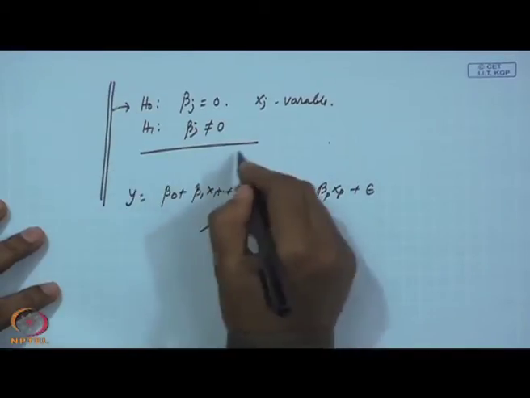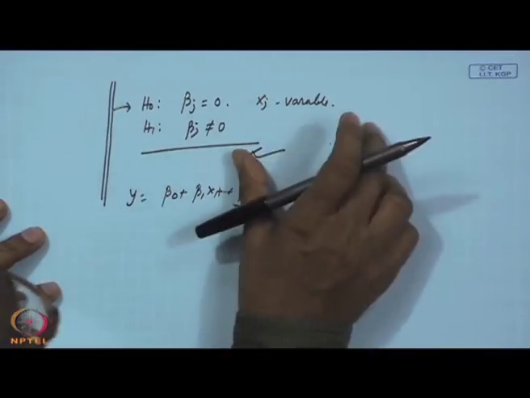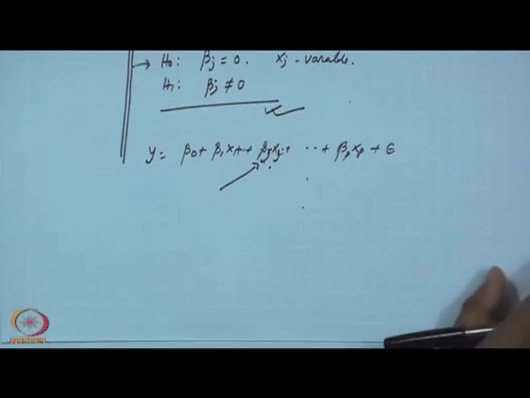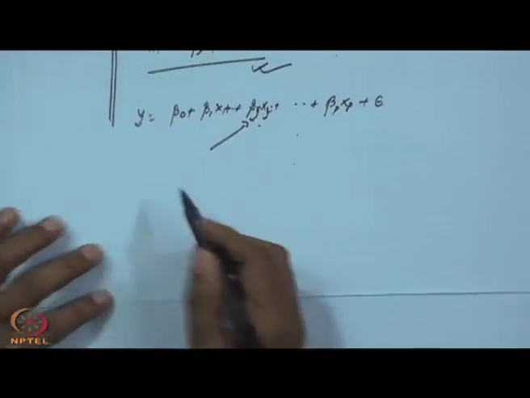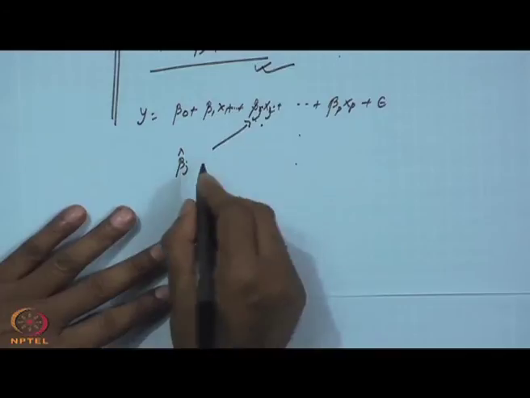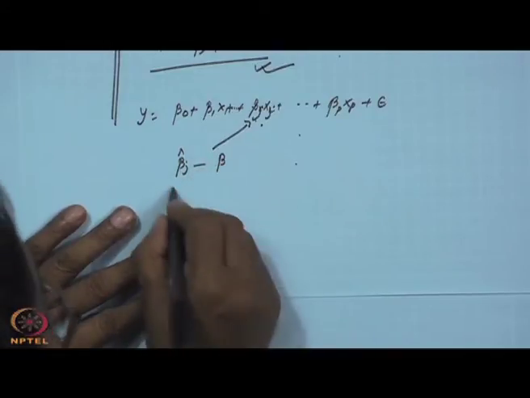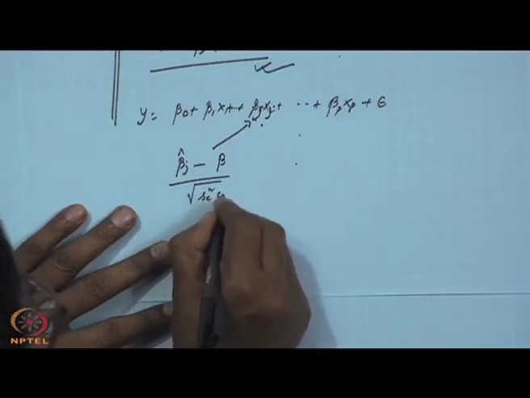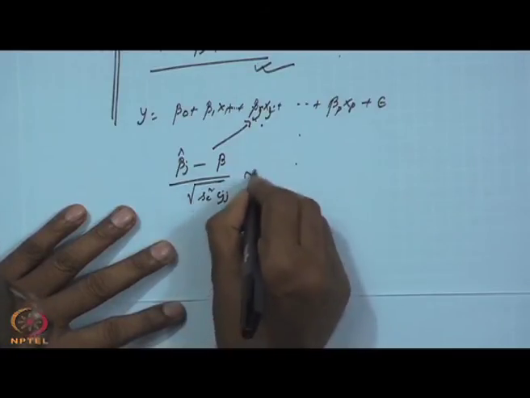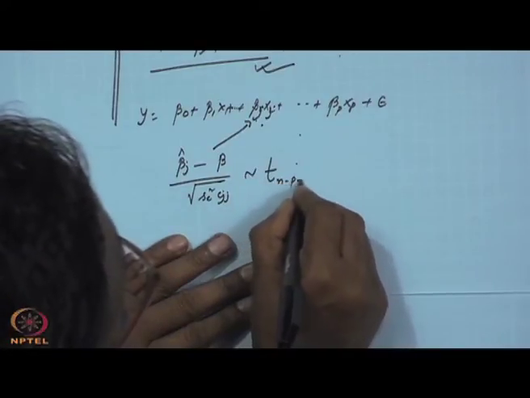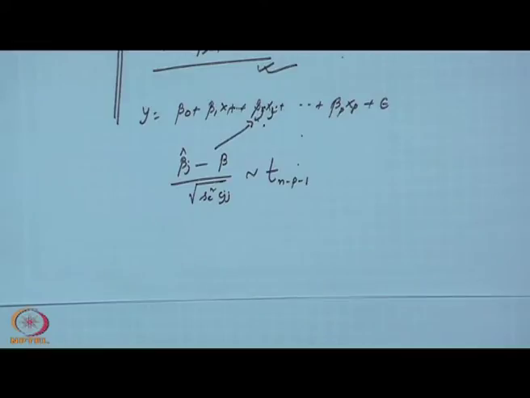Okay. Now, I will come back to the test part later on. Now, let us see what we are developing, that is the confidence interval part. So, beta j cap minus beta j by square root of sigma square Cjj will follow a t distribution with n minus p minus 1 degrees of freedom.